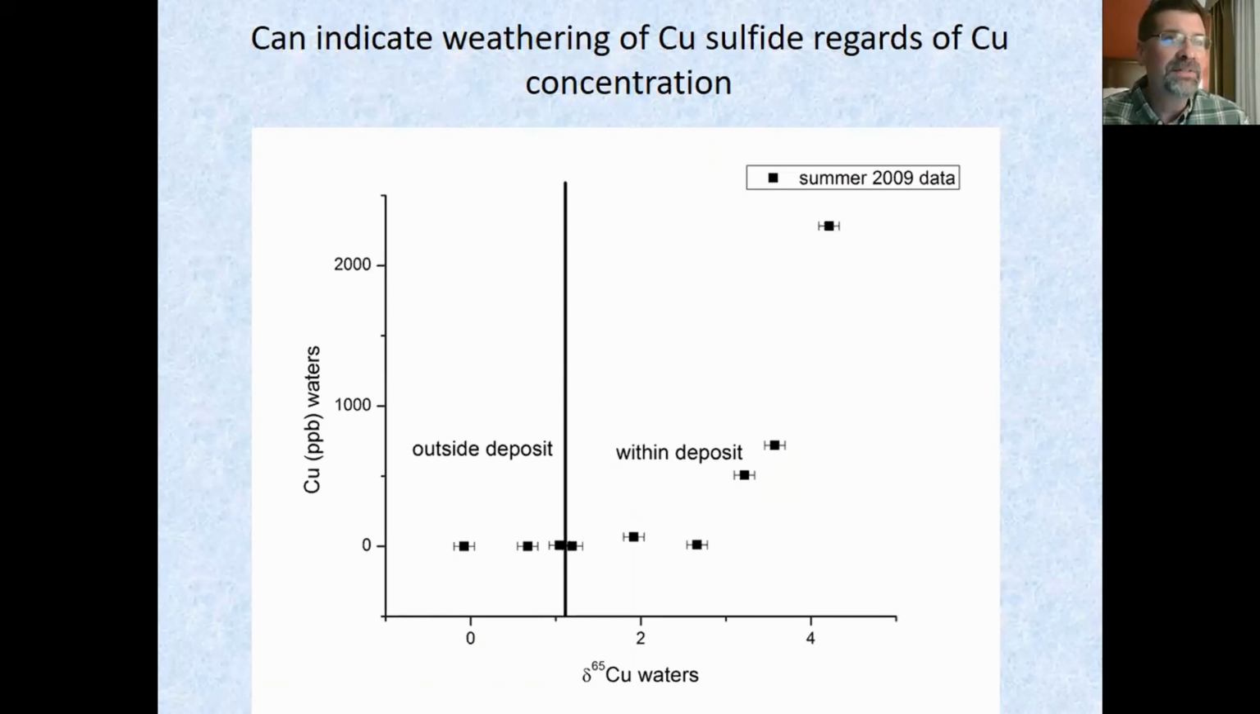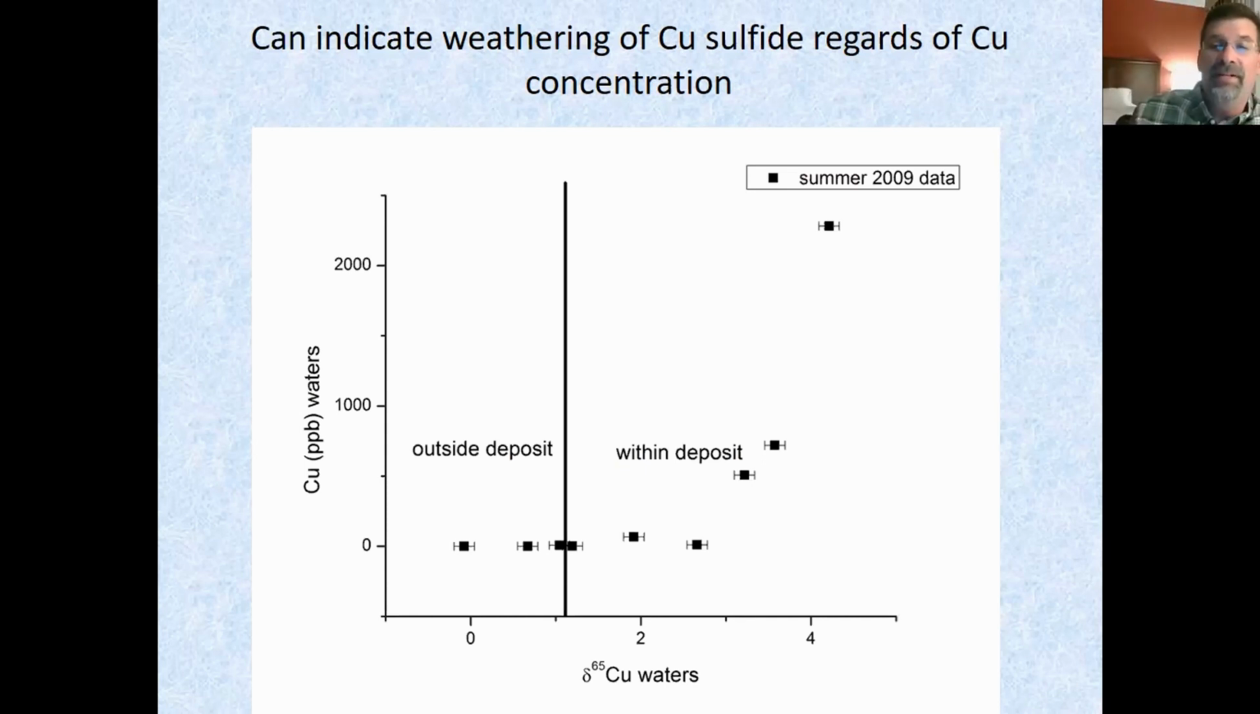So the question is how robust is this, and why would you do this sort of analysis? Here I have a concentration plot versus the copper isotope value that we see. I put the average crustal value, the average river value, is around 0.5 per mil, just to give you an idea. I didn't mark it on this graphic.